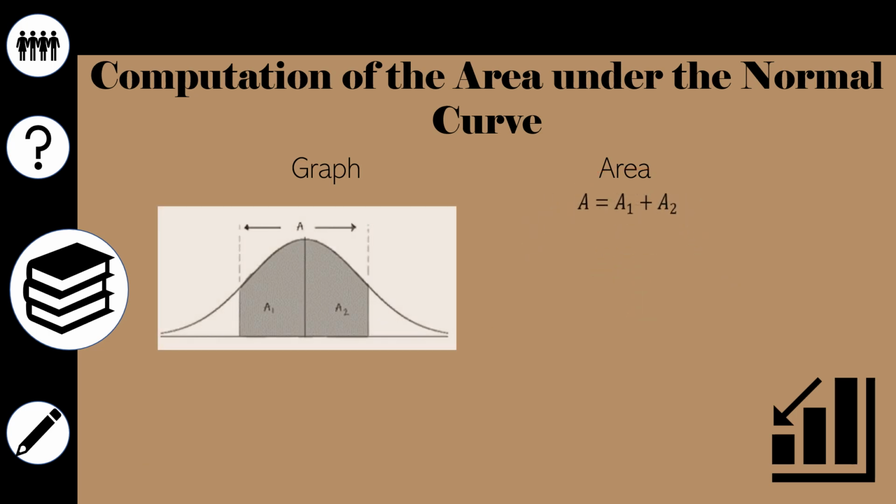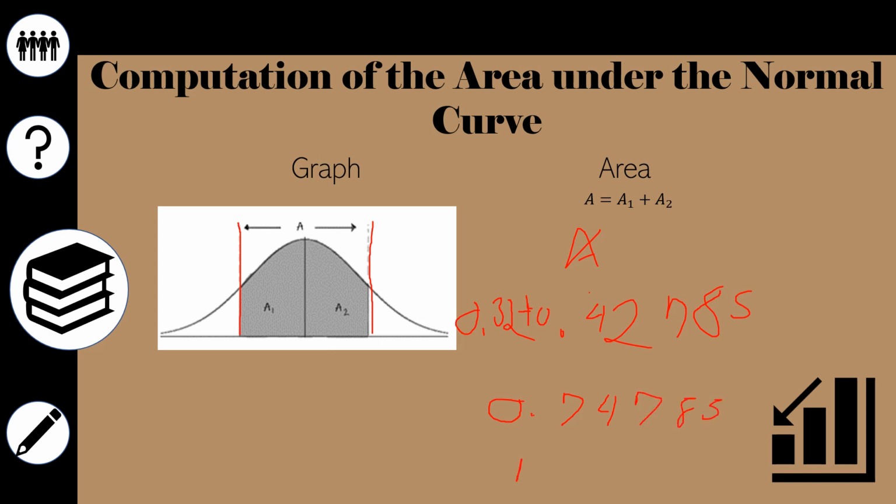Now, what if we try to find the middle? Well, we just add the two, A sub 1 and A sub 2. Like for example, if we add A sub 1, which would be, let's say, 0.42785 plus 0.32, and we use our calculator, 0.32 plus 0.42785, we get the answer 0.74785, or 74.79%.